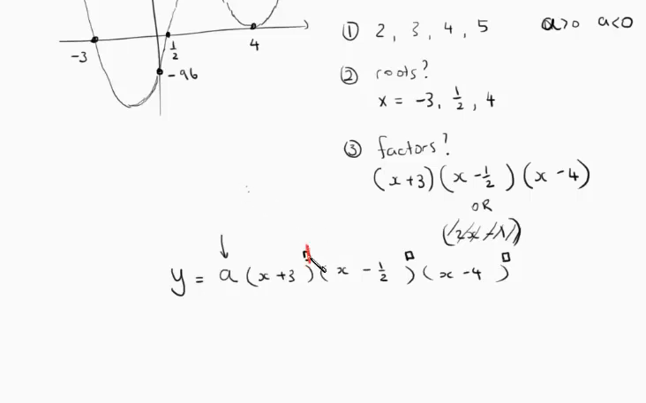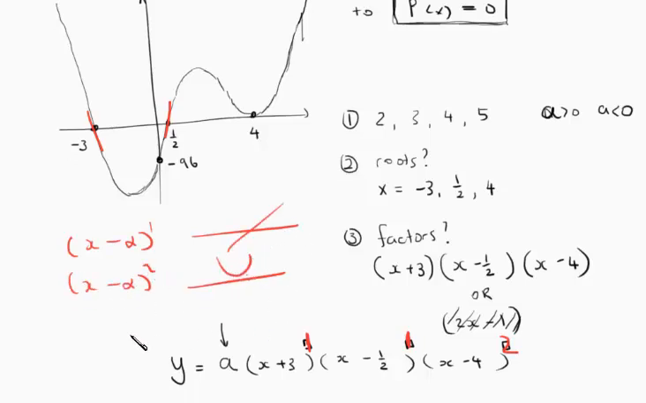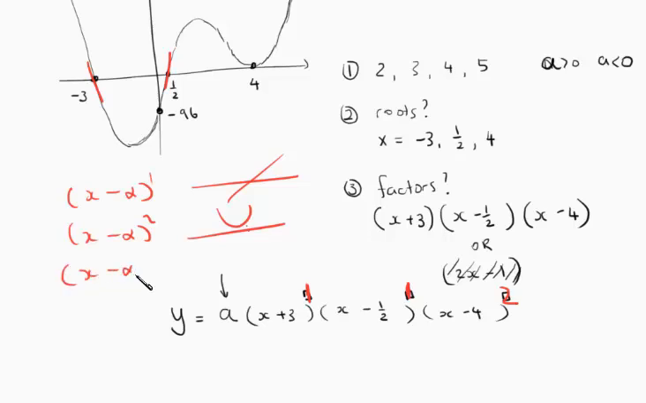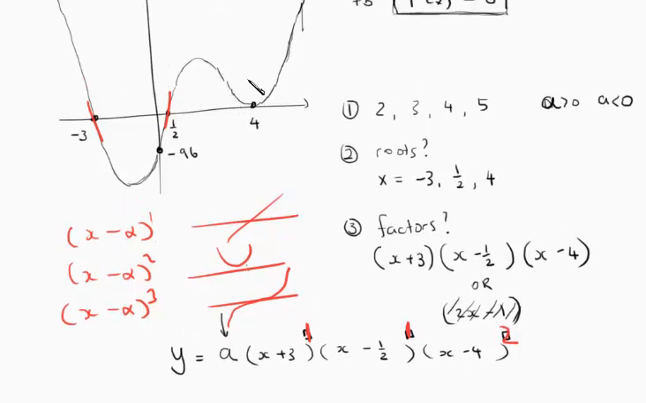So this is 1, 1, and 2. Because it just passes through that, crosses, you know. So we talked about this: x minus alpha to the power of 1, it just goes through it. X minus alpha squared, then it bounces off. X minus alpha to the power of 3, then it's a cubic like this. So as you can see, it bounces off, you know. So this is square, so like this.